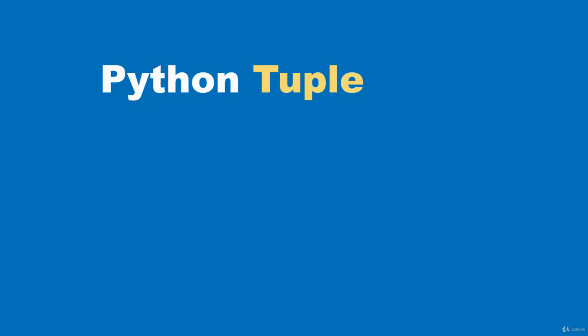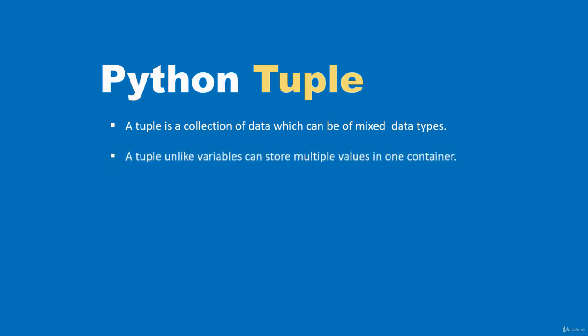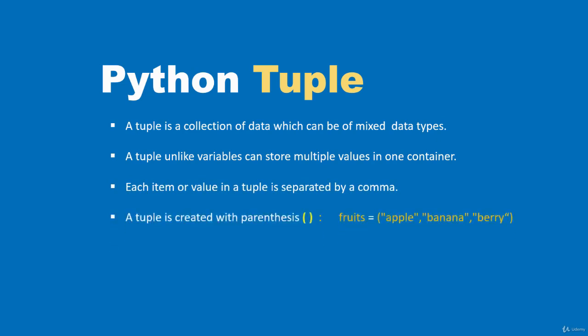What is a Python tuple? A tuple is a collection of data that can be of mixed data type. In Python, a tuple can store multiple values in comparison to a variable that can only store one value. Each item in a tuple is separated by a comma. You can also create a tuple using parentheses. For example, you can create a tuple called fruits and then use the equals sign to assign values to the tuple, which are placed inside parentheses.